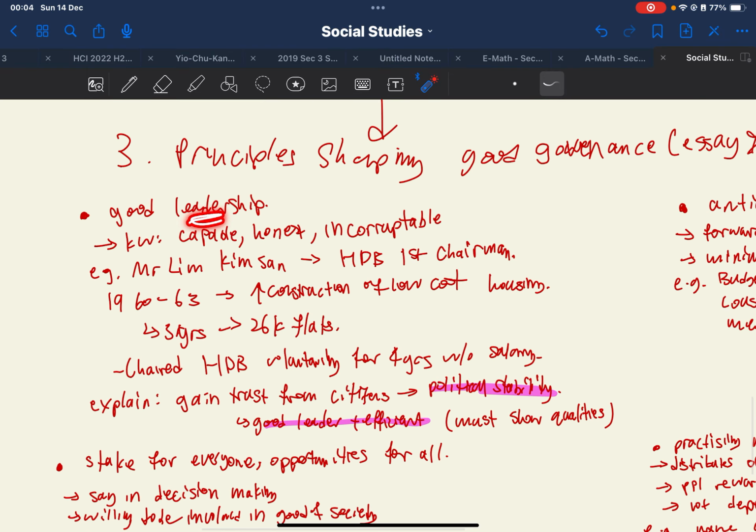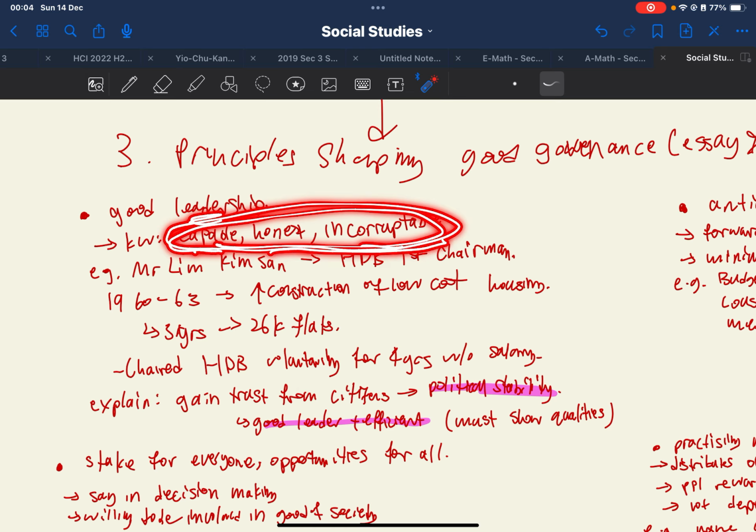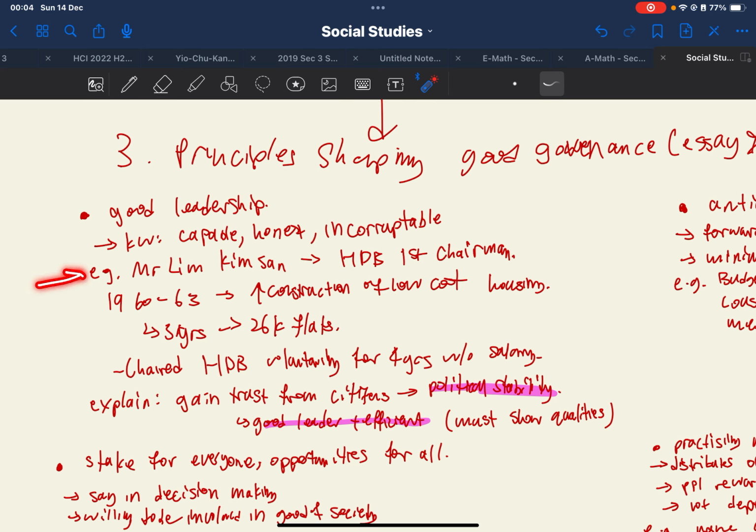Okay, so good leadership is basically capable, honest, incorruptible. Memorize this phrase. Explain along the lines of capable, honest, and incorruptible. Okay, and then the example you should give in your essay should be Mr. Lim Kim San, okay, which is the HDB's first chairman from 1960s to 1963.